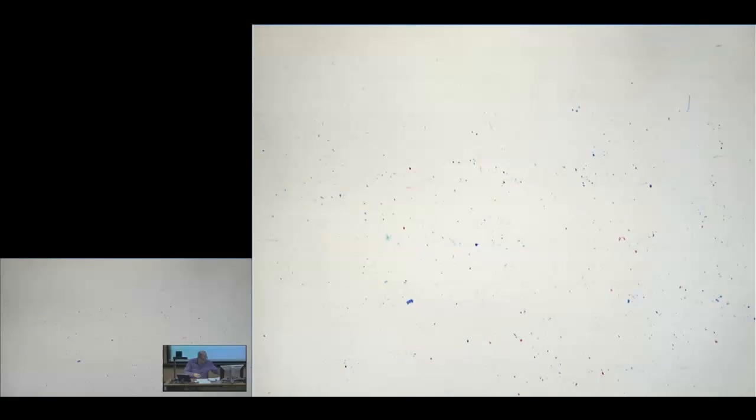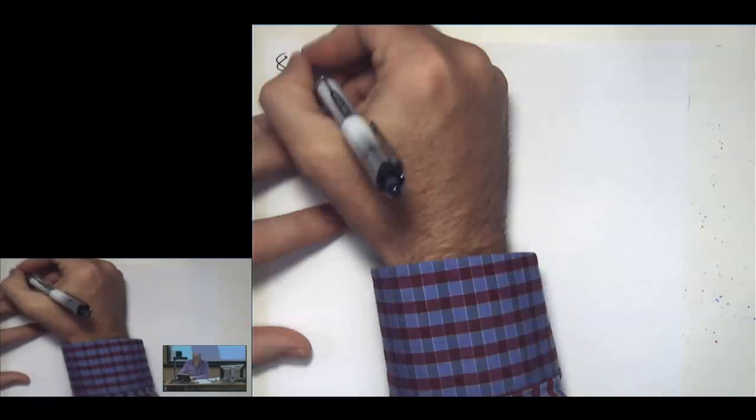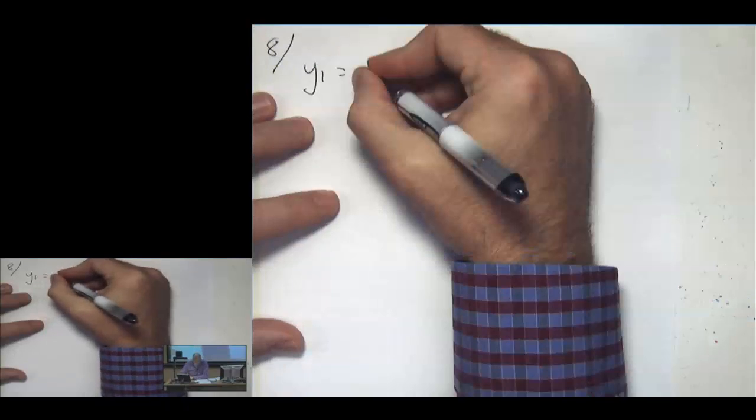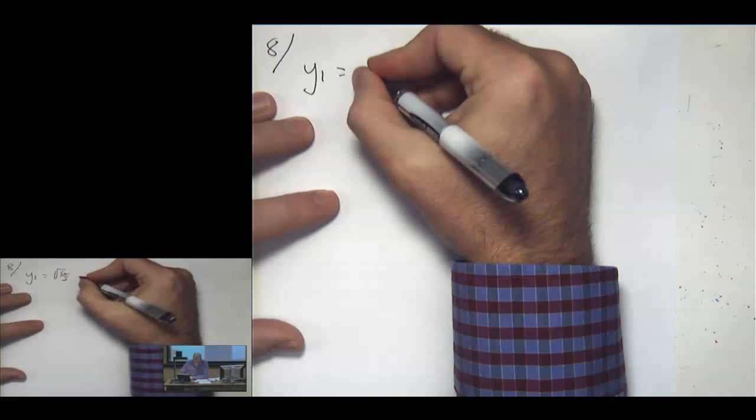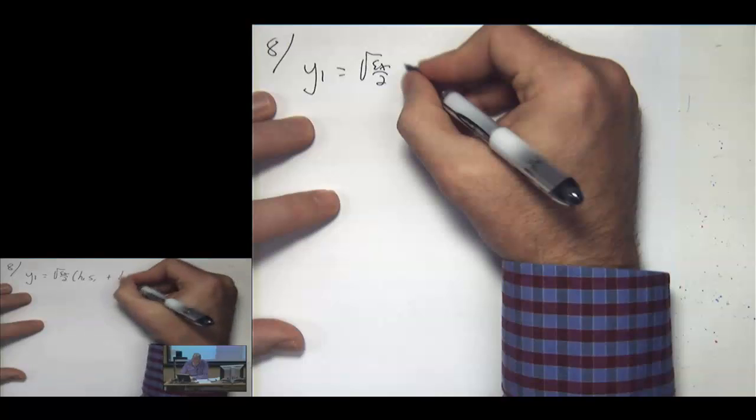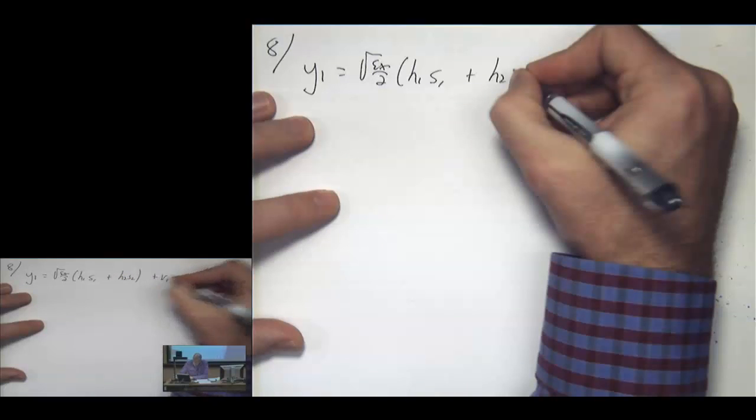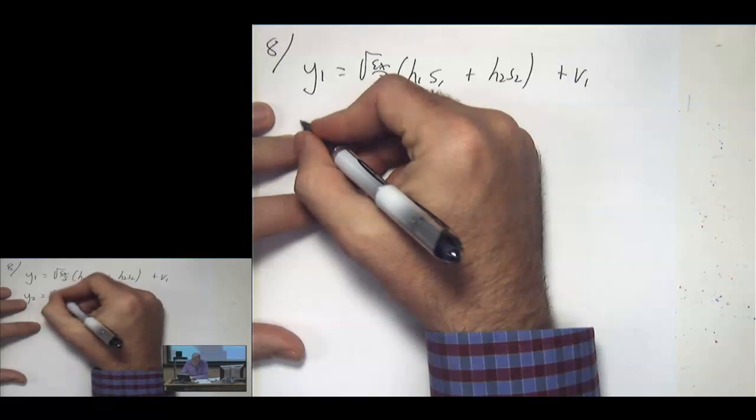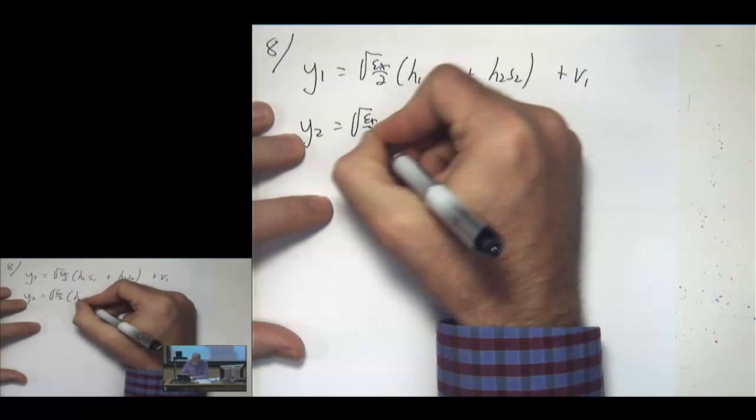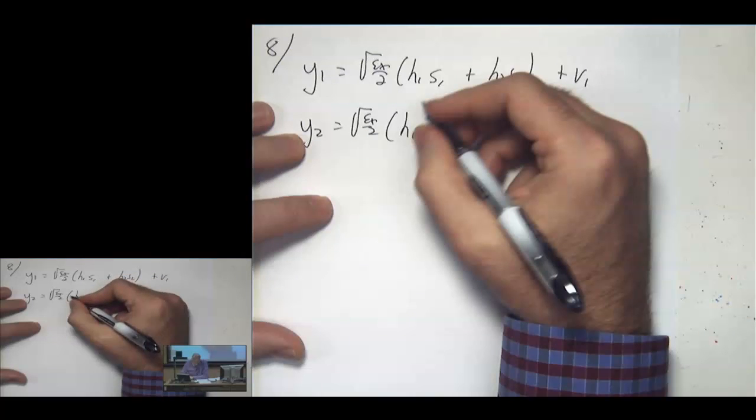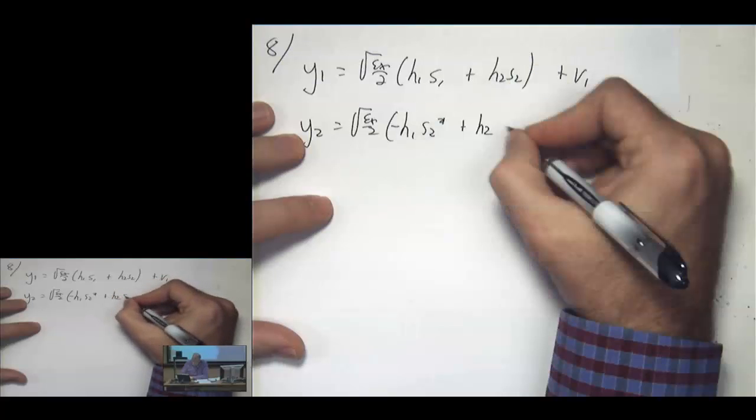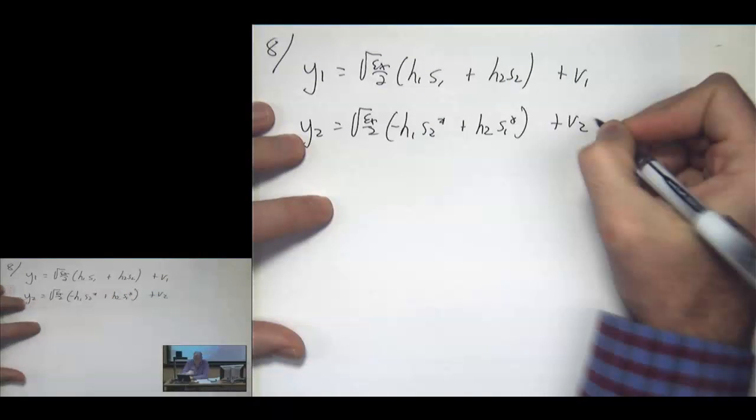So we're going to write in the first symbol here, y1. This is what we receive in the first time instant. It's going to be square root of Ex over 2, h1 s1 plus h2 s2 plus noise. And in the second time instant, second symbol period, we receive square root of Ex over 2, h1, and this is going to now be minus s2 conjugate plus h2 s1 conjugate plus noise.